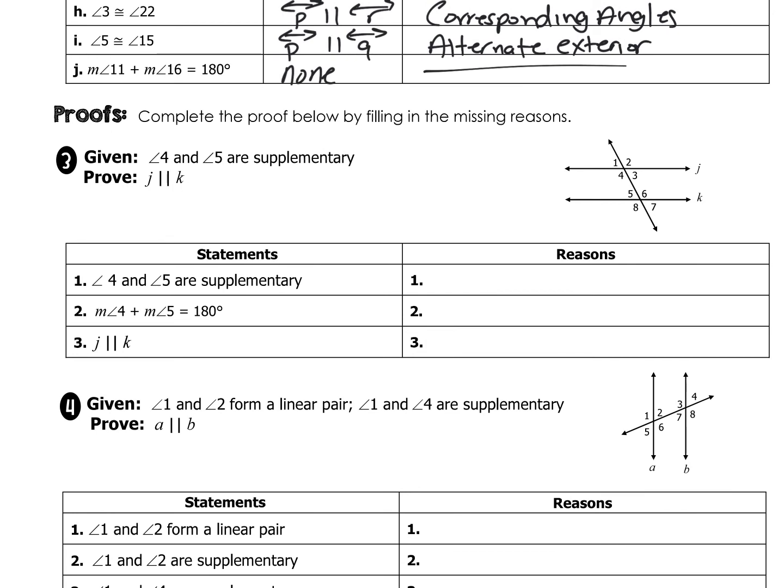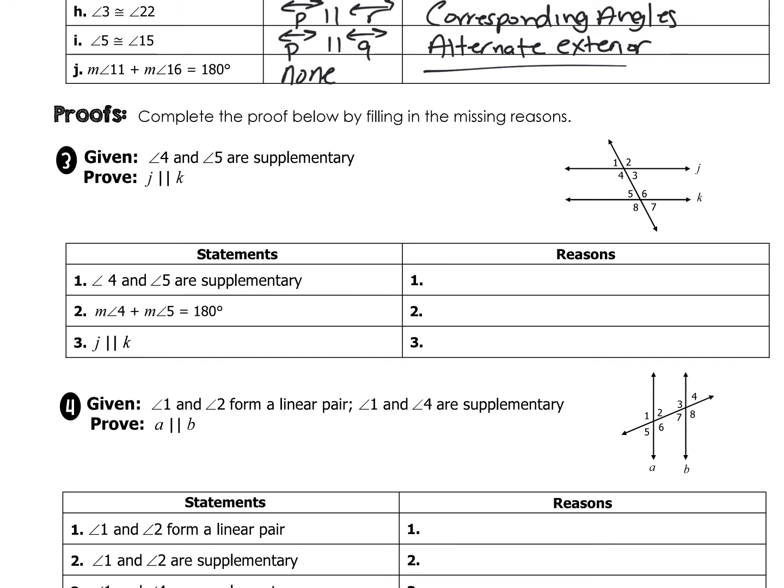All right, so complete the proof below by filling in the missing reasons. All right, so here we are given proofs, and you guys will be working on these later, not in this little introduction that we are doing here at the end of algebra, but when you get into geometry, you'll be working on proofs. And we're actually already given the statements. All we have to do is provide the reason. And so basically we're proving, given a list of information, that lines are parallel.